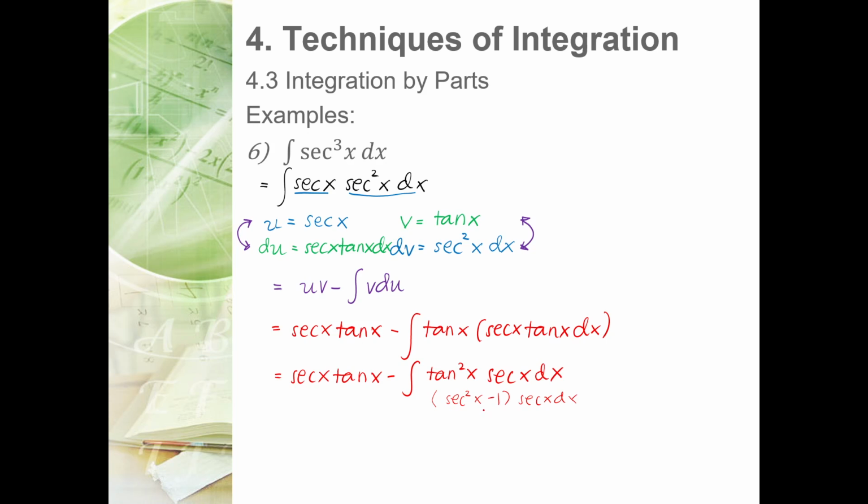Pero kana siya is okay na siya. So let's try ito ko na. So this one becomes secant x tangent x, then minus the integral of secant squared x minus 1 secant x dx. So upon distributing, what will happen is we have secant x tangent x, then we have the integral of secant cube x minus secant x dx.